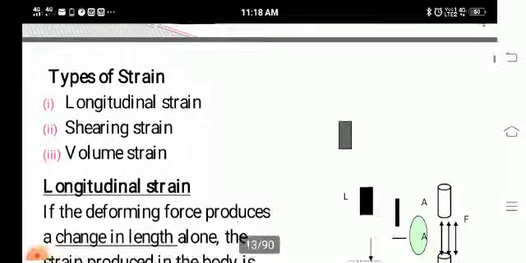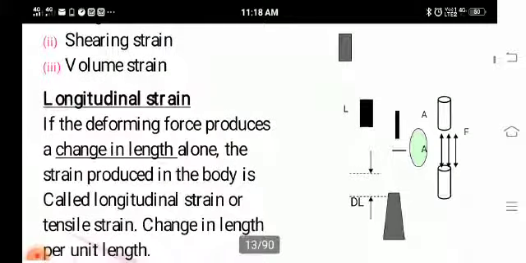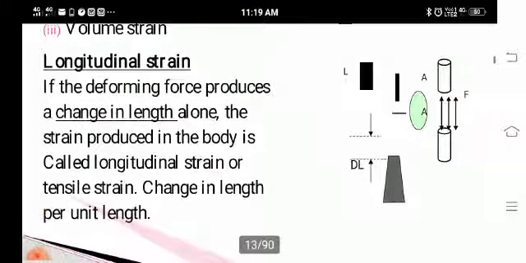We can classify strain into longitudinal strain, shearing strain, and volume strain, like stress. What is longitudinal strain? If the deforming force produces a change in length alone, the strain produced in the body is called longitudinal strain or tensile strain. It is the change in length per unit length.